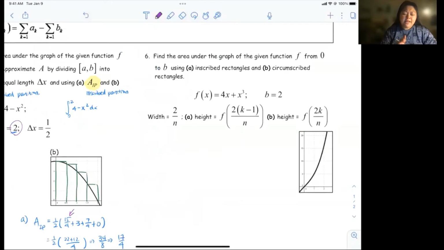So now it says find the area of the graph of the given function from 0 to b. So in this case, I'm going from 0 to 2 again. It's not always 2, but it just so happened we're using 2, right? And we're going to use inscribed rectangles and circumscribed rectangles. The function itself is 4x plus x cubed. You always want to graph it out because you want to see the curve of the graph. We'll talk about the curve of the graph a little bit, right?